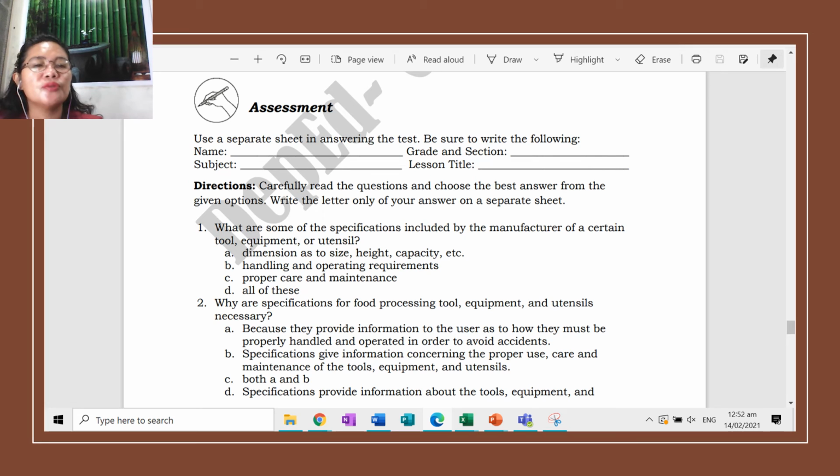And next, number 2, why are specifications of food processing tools, equipment, and utensils necessary? Okay, letter A, because they provide information to the user as to how they must be properly handled and operated in order to avoid accidents. Letter B, specifications give information concerning the proper use, care, and maintenance of the tools, equipment, and utensils. And letter C, both A and B. And letter D, specifications provide information about the tools, equipment, and utensils.